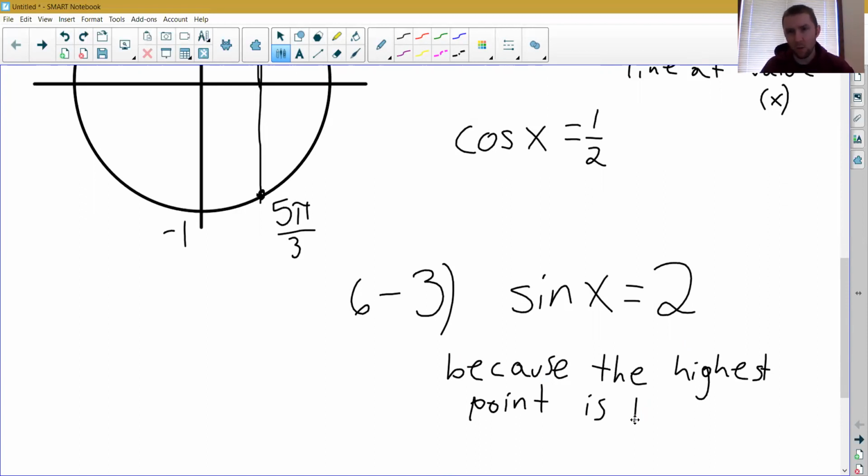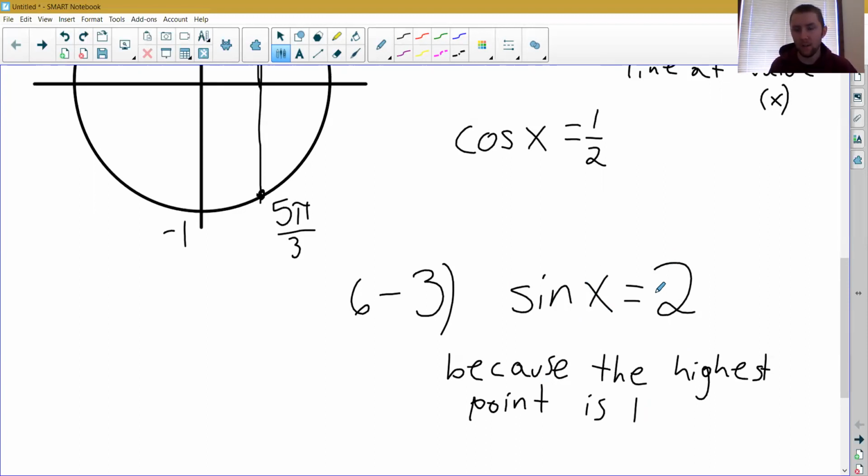So 6-3 is sort of showing you that sometimes, actually quite often, trig equations like this are not going to have any real solutions, okay? And we're never going to deal with any other types of solutions for them, so don't worry about that. There are no solutions to this equation, where the sine of x is equal to 2, because the highest point on the unit circle is 1. So sometimes we have no solutions, all right?